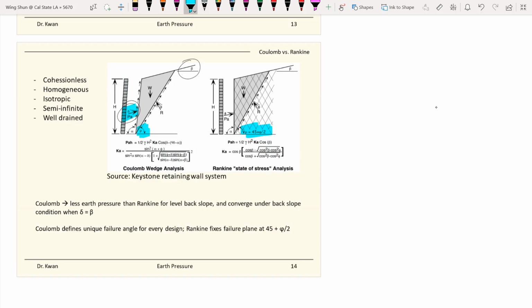But again, different agencies and different owners may have different preferences in terms of which way to go.